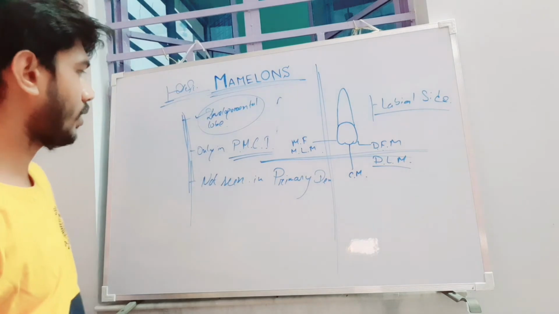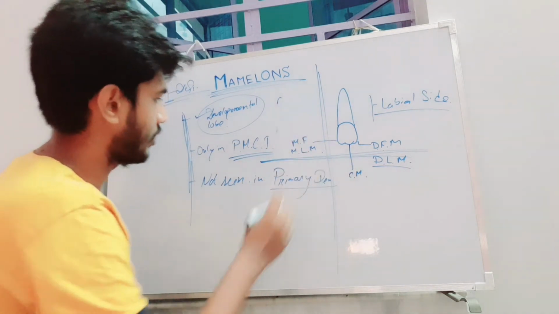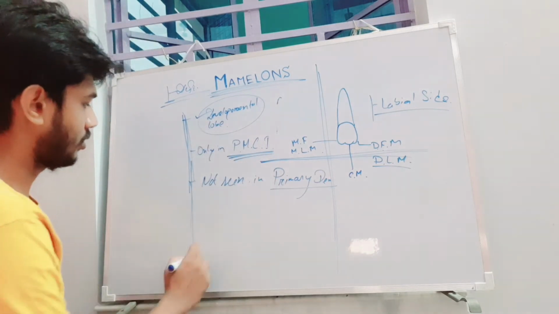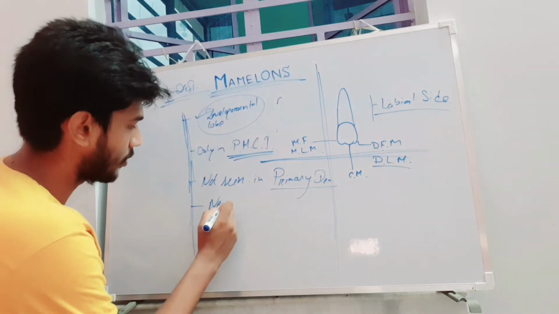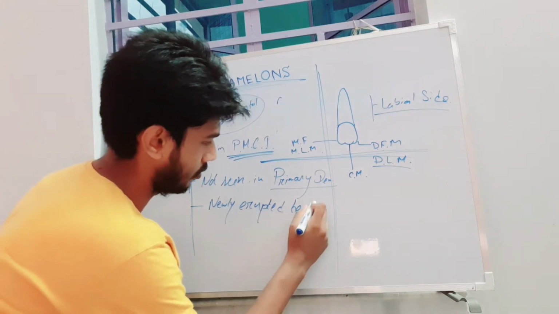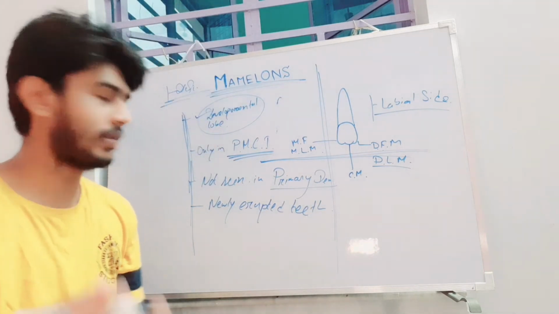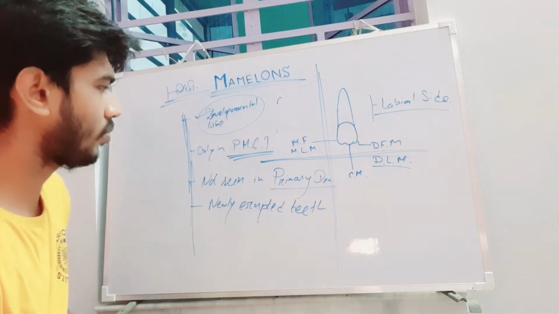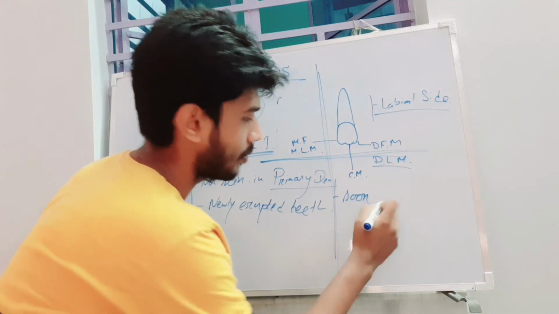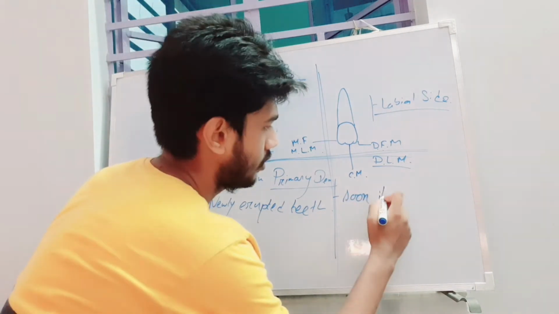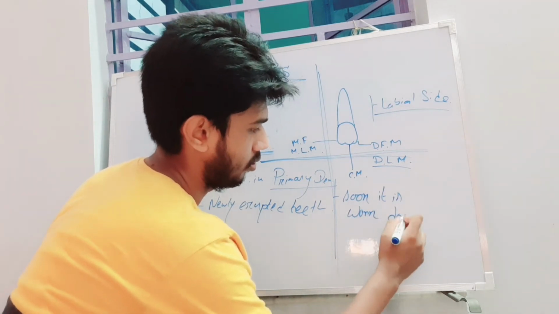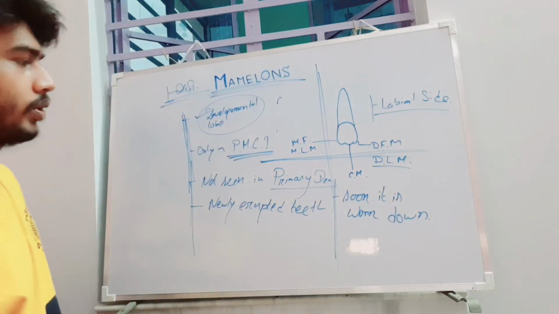Mamelons are not seen in primary dentition. They are seen in permanent dentition, in the permanent maxillary central incisors, and only in newly erupted teeth. After some time, they wear down. Soon after erupting, they are worn down.